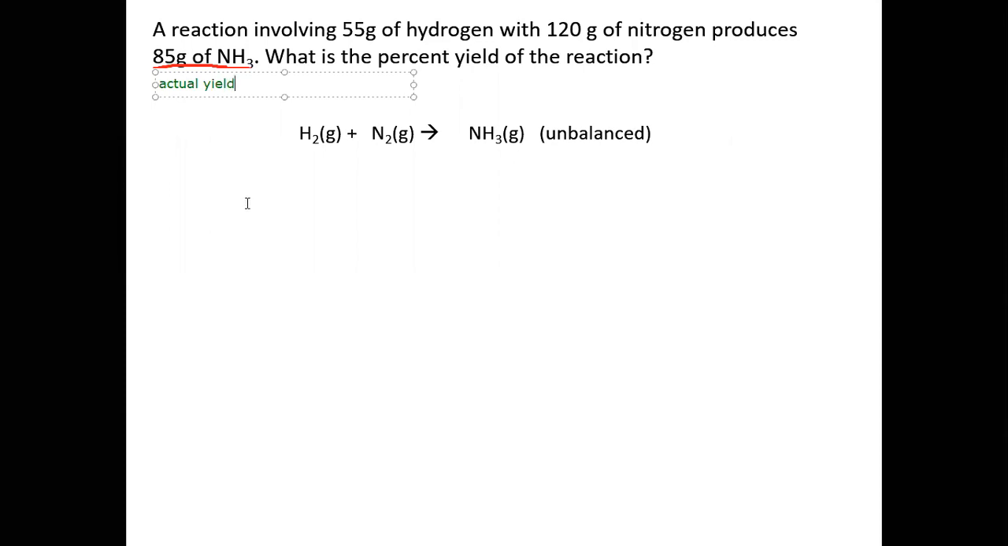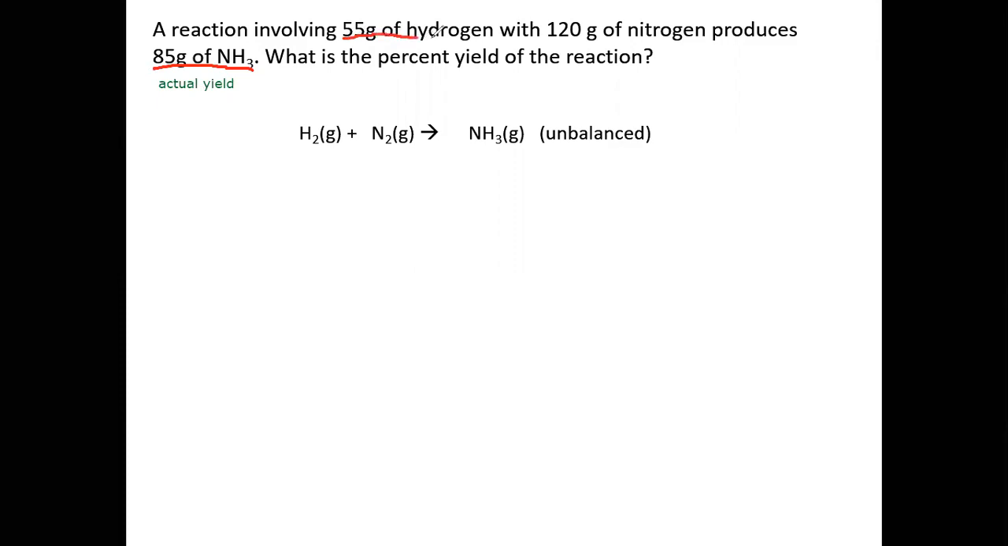So we don't want to use this number until we find the theoretical yield. So you don't touch the actual yield until you're ready to calculate the percent yield. And a lot of students get confused. They'll start using the actual yield right away. You only use it once you're ready to calculate percent yield. We'll just leave it to the side for now, and we look at the other bits of information.